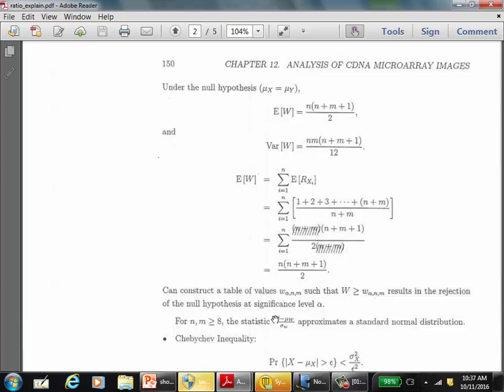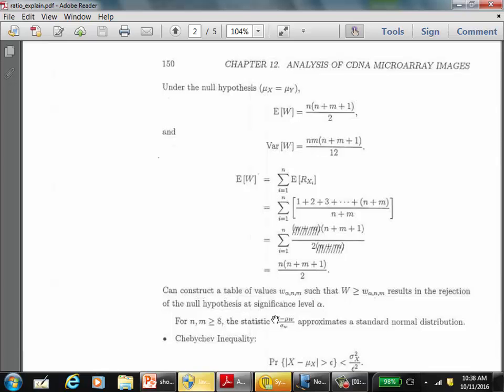So you can construct a table of values W alpha for N and M, such that you compare it with the rank sum statistic that you compute. These values are available in any standard book on statistics. They will give you, for different alpha, N and M, so you don't have to calculate. Statisticians have already done that. So you will determine the level of significance, with how much confidence you want to declare that, and that will give you the entry. You just calculate the ranks, sum them together. If W happens to be greater than this, then you will reject the null hypothesis at significance level alpha, or with confidence 1 minus alpha.